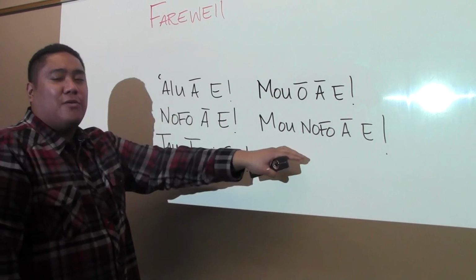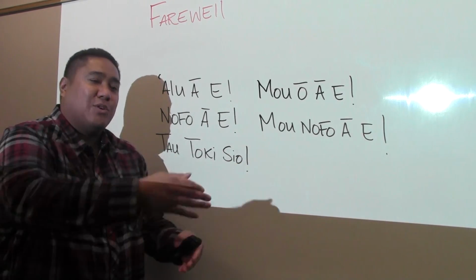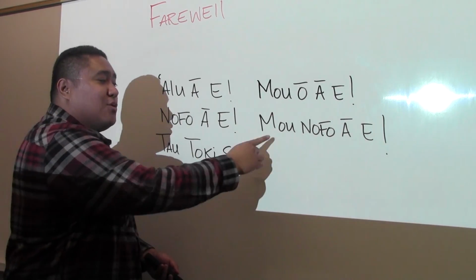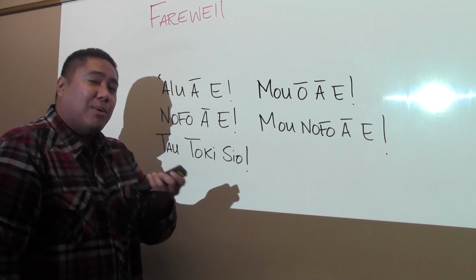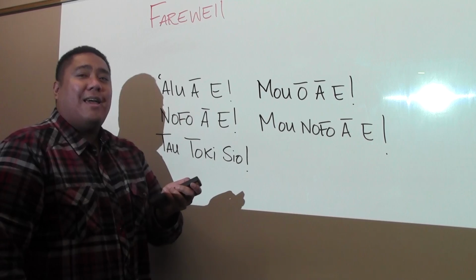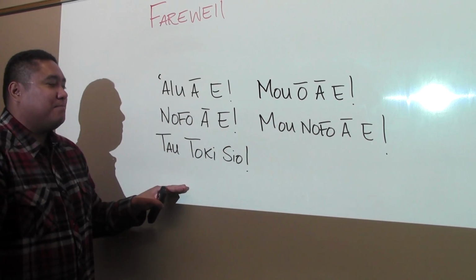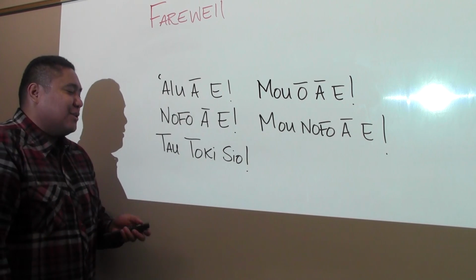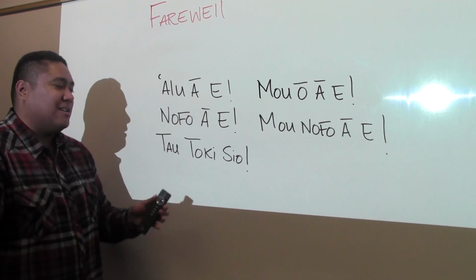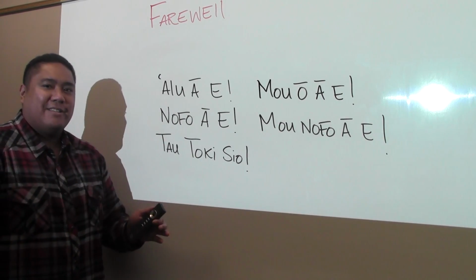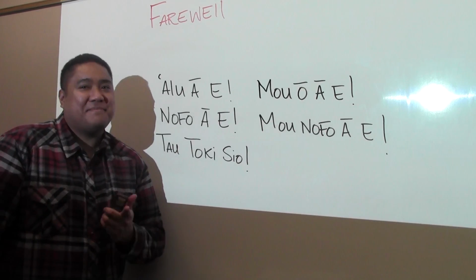Here you can see the plural forms of this. Say you were leaving your family's house, and they're staying at the house where you're going to go back home or something. You would say, Mou nofo ā. Well, they would reply then, Mo ʻalu ā. This final farewell is more, like I said, slang. So this is Tau atu ki ai. Tau atu ki ai is usually used by today's generation to mean, we'll see you later, next time. These are the most common Tongan farewells.